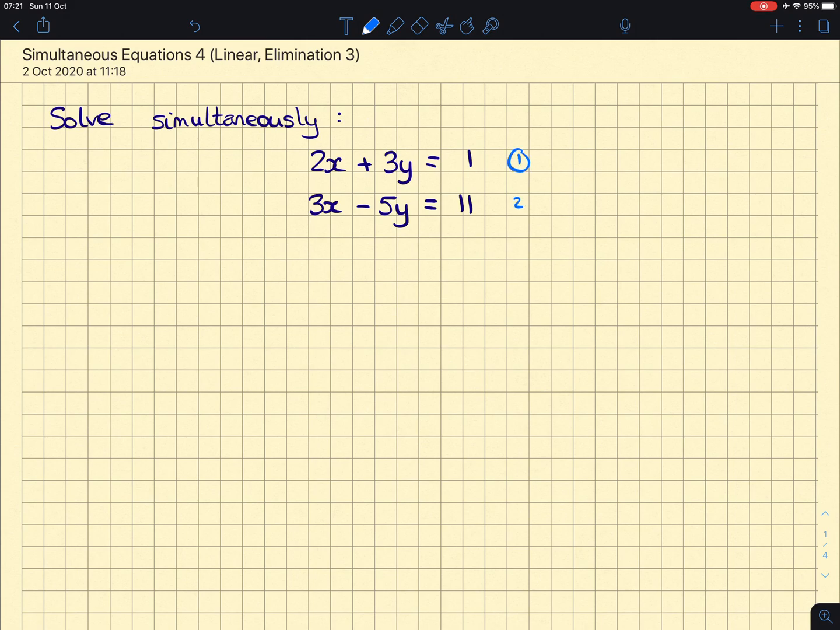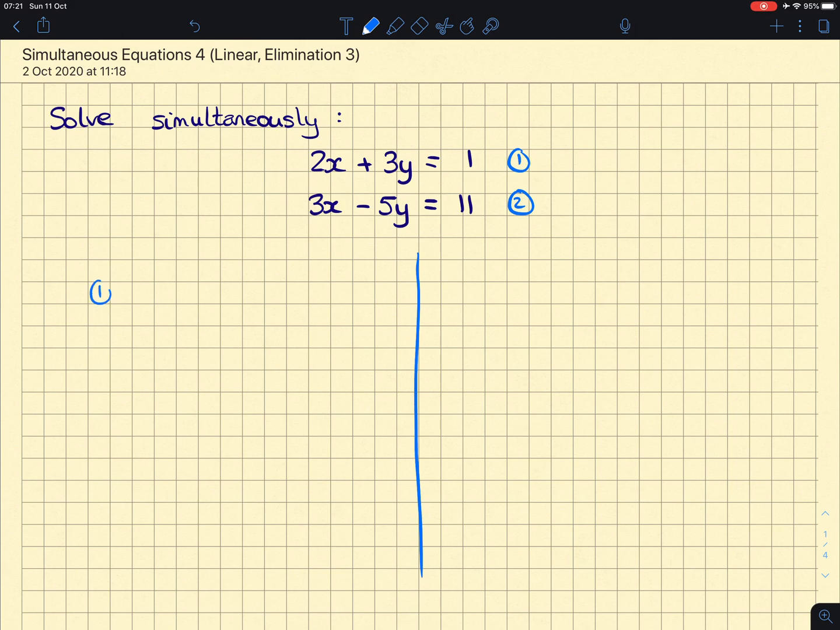So label our equations. There are two ways of doing this. We can either make the x's the same, based on the fact that they're both positive here, or we can make the y's the opposite, so the same number, opposite signs. I'm going to do both ways for that first one, just to show you the options. What you choose to do afterwards is entirely up to yourself.